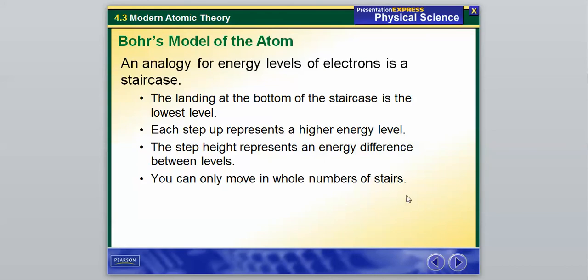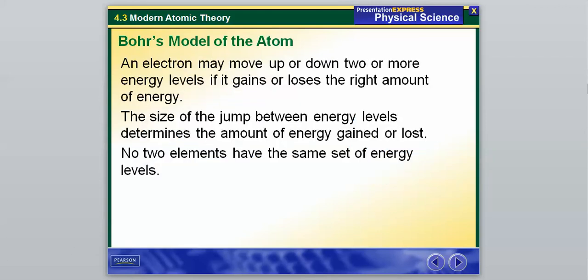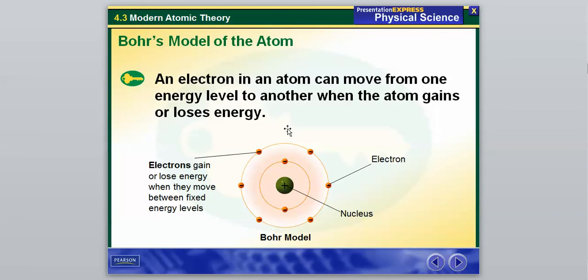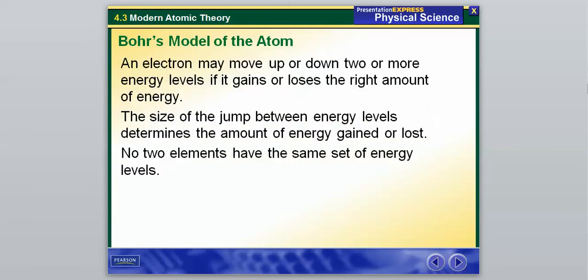And you can only move in whole numbers of stairs. It's not like you can move half a stair at a time. That literally is just physically impossible. There's no half stairs, at least that I've seen any time in my life. An electron may move up or down 2 or more energy levels if it gains or loses the right amount of energy. So going back to here, we can pretend that there's a third circle out here, and if enough energy is added, it can jump from the first one, skip over the second one, into the third one. Just like if you get enough speed going, you can jump up 2 stairs at a time.